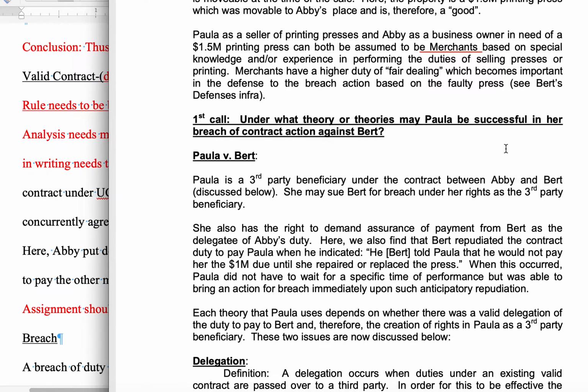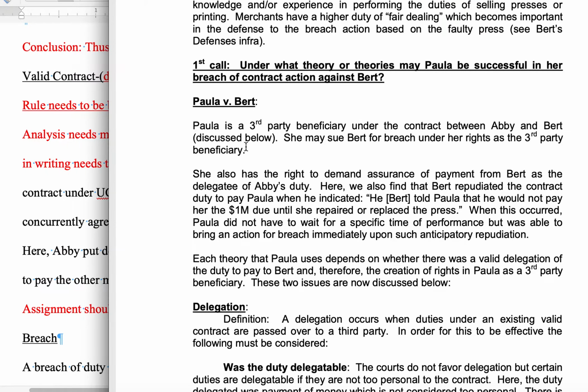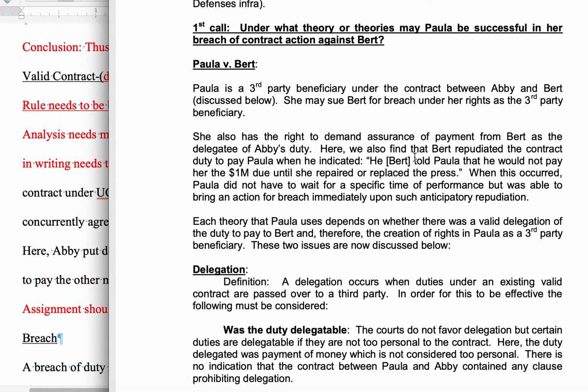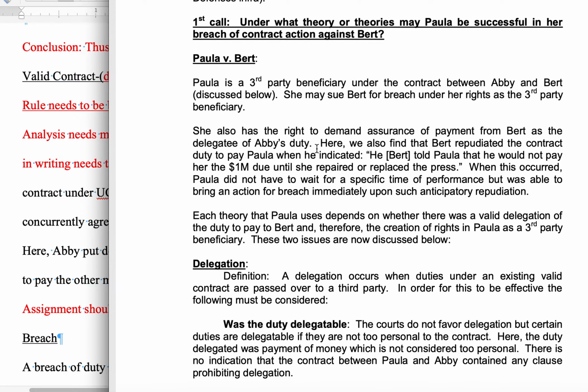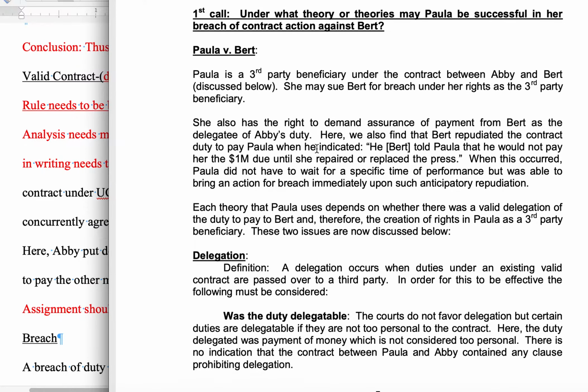Under what theory? First, right off the bat, she writes, or he, Paula is a third-party beneficiary under contract between Abby and Bert, discussed below. She may sue Bert for breach under her rights as a third party. Very good. She also has the right to demand assurance of payment from Bert as the delegatee of Abby's duty. Now, this is very well written.